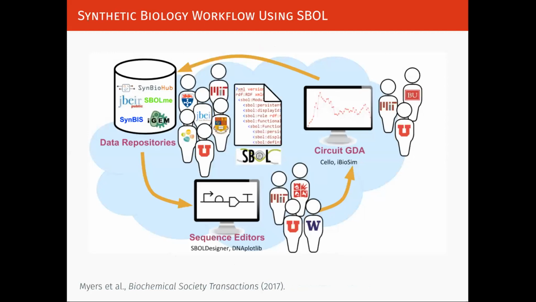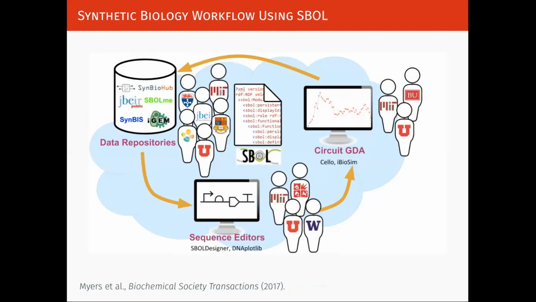So basically, with all of these tools, the main goal of SBOL is to enable us to create complete synthetic biology workflows. So we have data repositories like the SynBioHub. SBOL.me might be interesting to you. It's a data repository that was built off the KEGG database. So it basically has all the information in KEGG converted into SBOL. It was developed by one of my former PhD students.